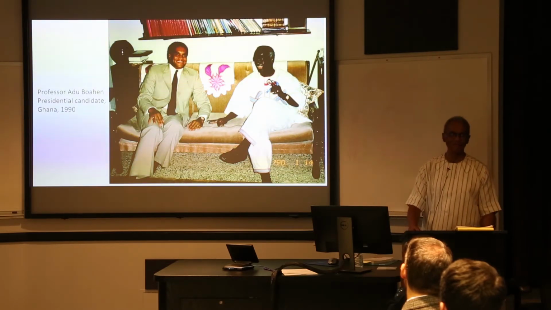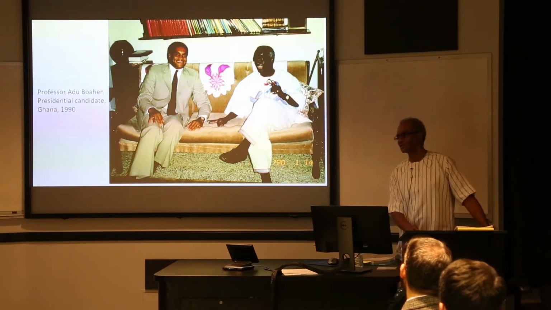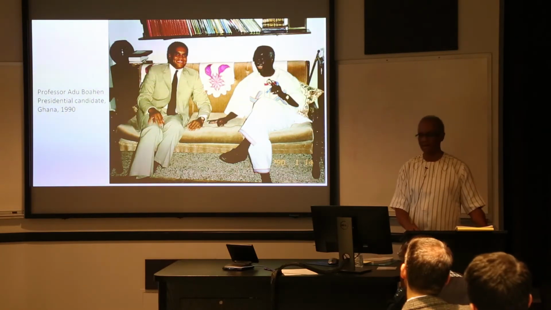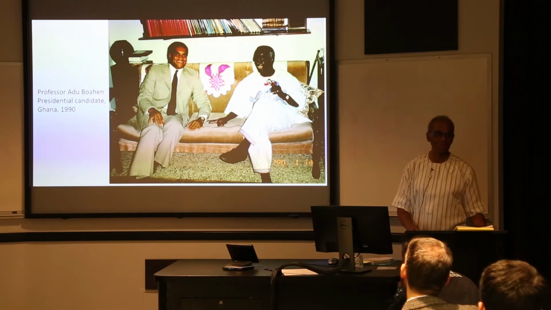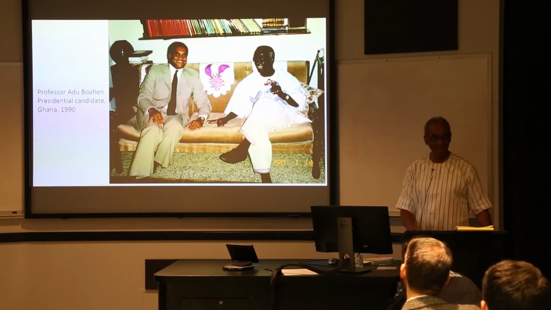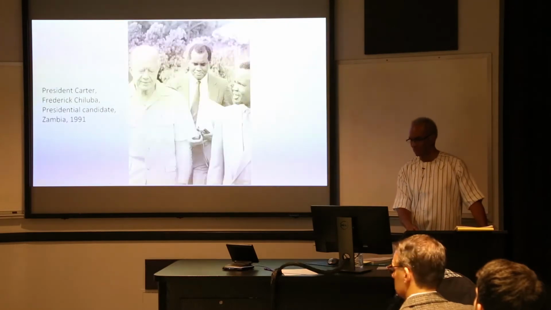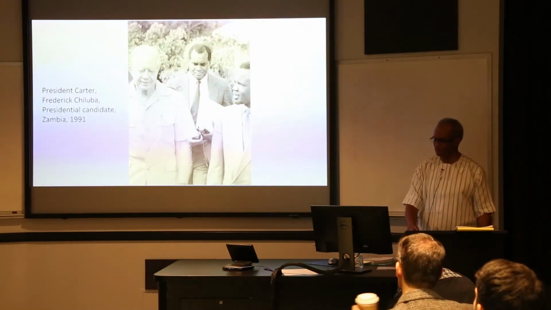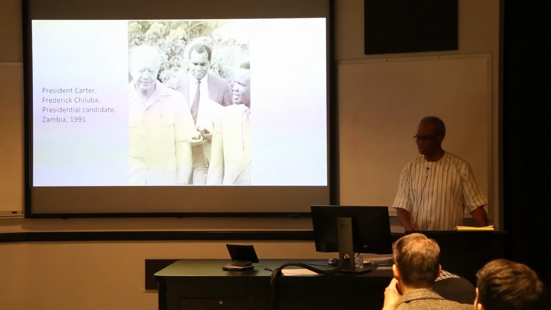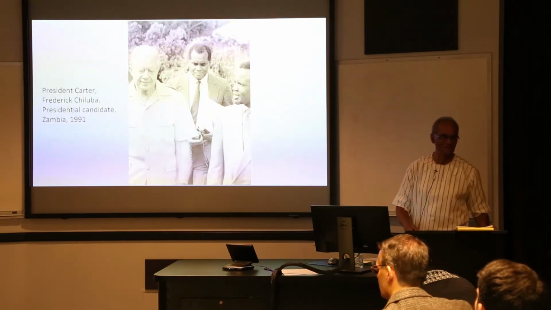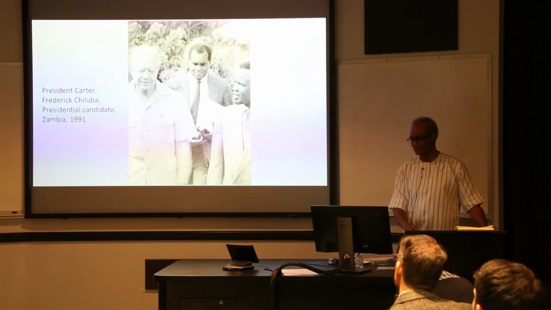He's Professor Edu Boahen, a history professor, who stood up to Jerry Rawlings and then ran against him the first time. And very courageously, Edu Boahen was able to get up there during that military dictatorship. He's deceased. This is in Zambia. This is Chiluba, who became president and, of course, unfortunately went off the tracks as soon as he became president. But this was that period leading up to it.